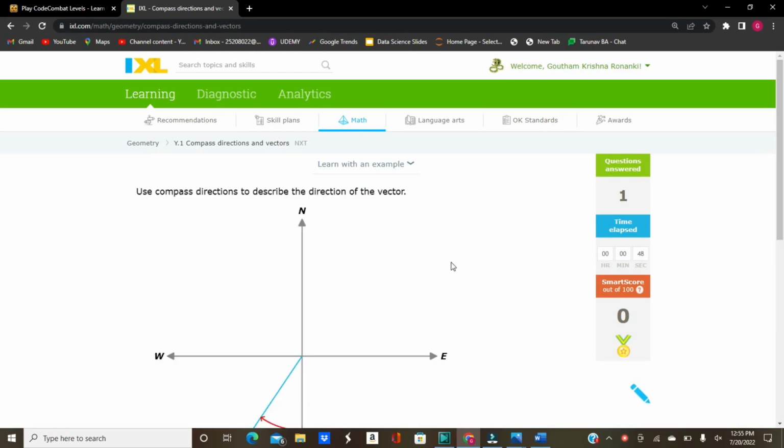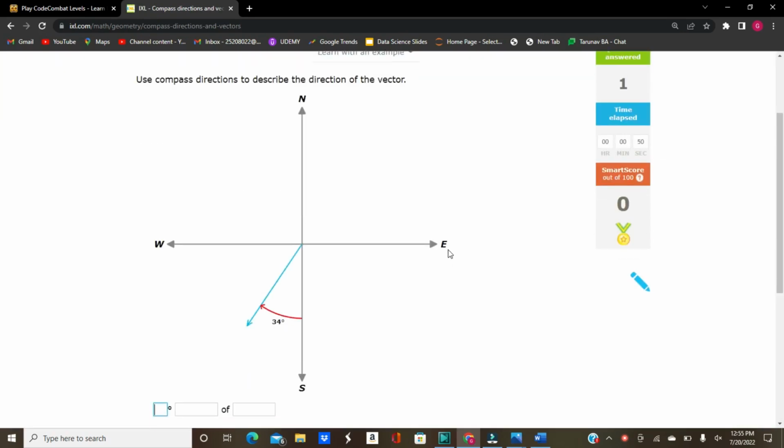Before we start, we are just going to talk about what even is a vector. The definition of a vector is a line that has magnitude and direction, but does not have position. We'll talk about magnitude later; first we're just trying to get the directions right. So we're going to use compass direction to describe the direction of the vector.